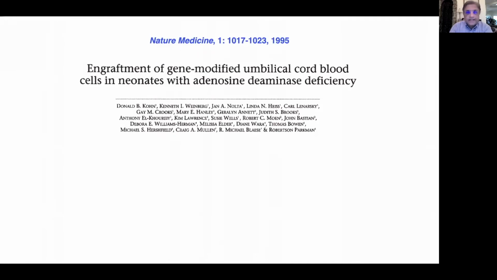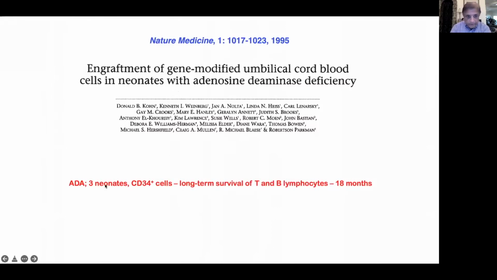And then the next trial was actually done by Don Kohn at University of Southern California and Robertson Parkman. They actually took umbilical cord blood cells from neonates and treated them with the same vector at early stages, the neonates. And you can see this time they took their stem cells, the CD34 positive cells, and showed the long-term survival of T and B lymphocytes for up to 18 months.